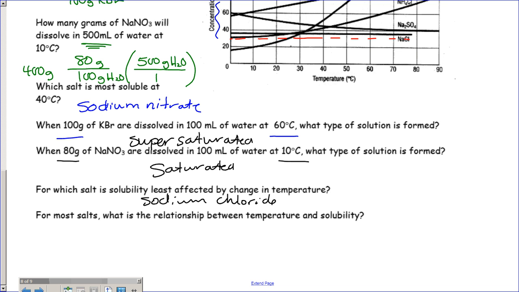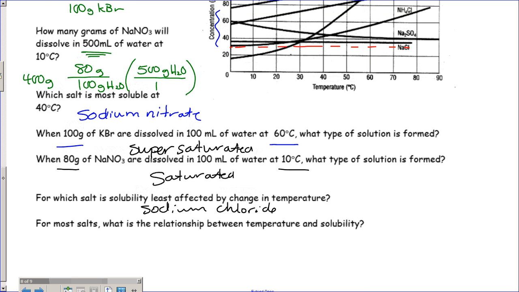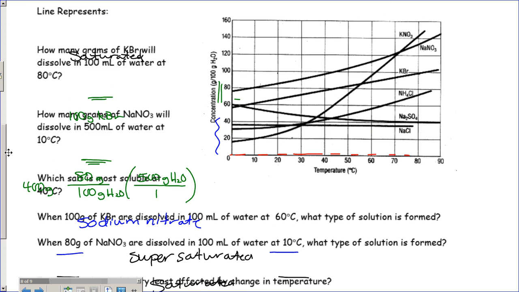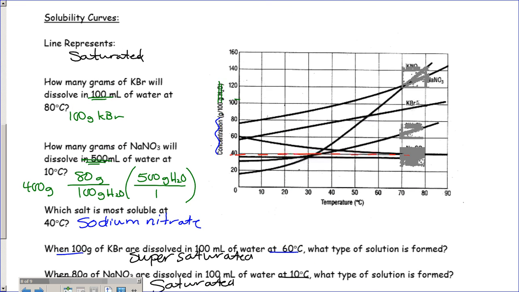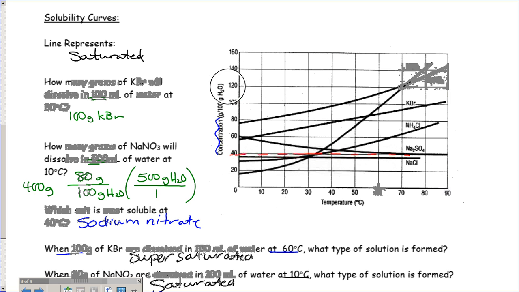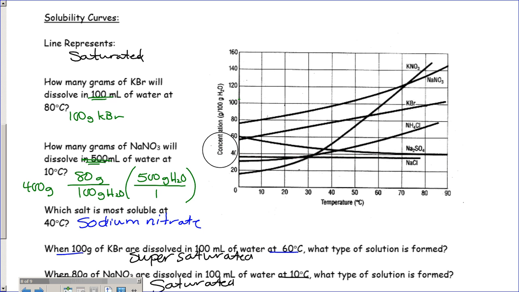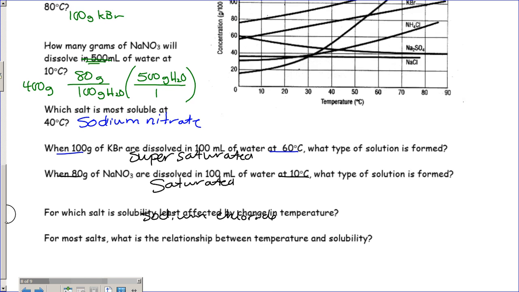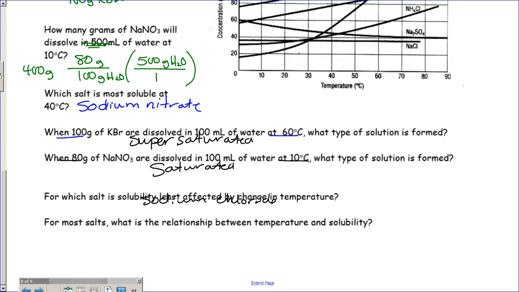And if we look at our graph to answer the last question, what is the relationship between solubility and temperature for most of the salts that are present here? We can see that for most of these salts, as temperature increases, solubility increases as well. So that, of course, would be a direct relationship. Increased temperature, increased solubility. So concentrations go up at higher temperatures.